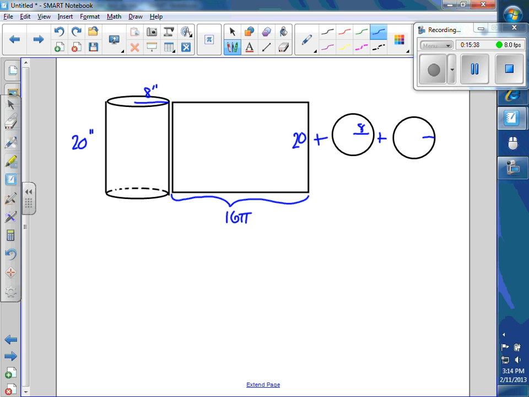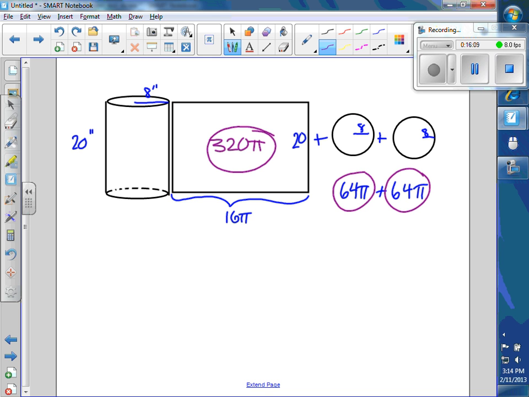So the radius is 8, so that's 64 pi. There's 2 of those. And then the area of this rectangle is what? It's the lateral surface area. That would be the area of the rectangle. What do you do? 20 times 16, so it's 320 pi. So the total surface area, add those 3. Okay? Does that make sense?